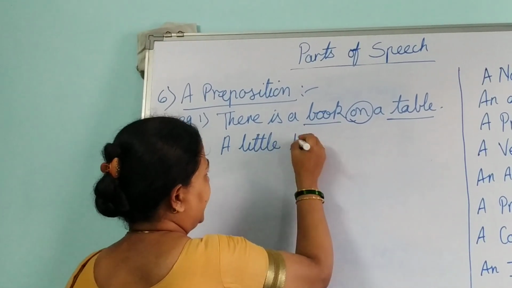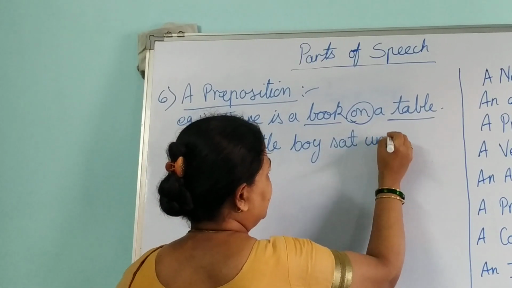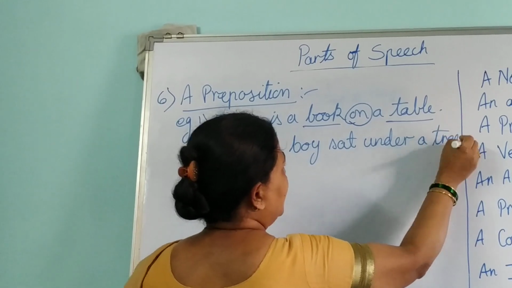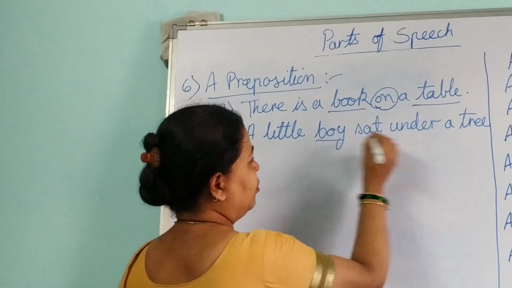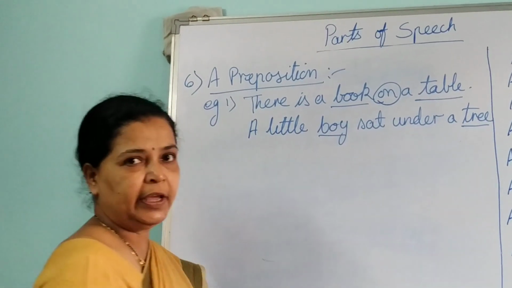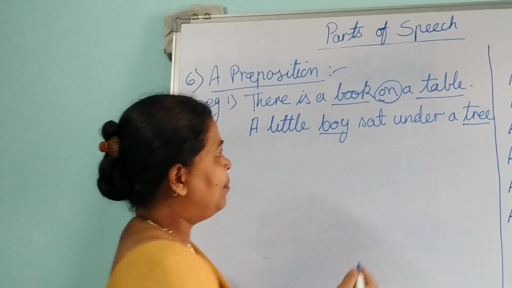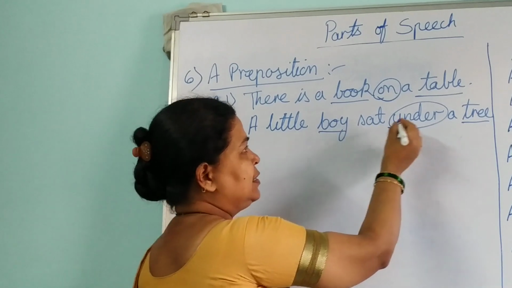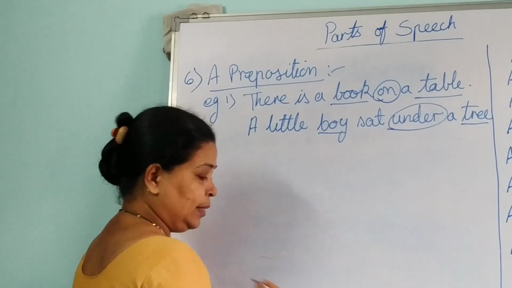A little boy sat under a tree. Now look here, in this sentence we have two nouns, boy and tree, and the relationship between these two nouns is shown by the word under, that boy is under a tree. Okay, so one more, last one.